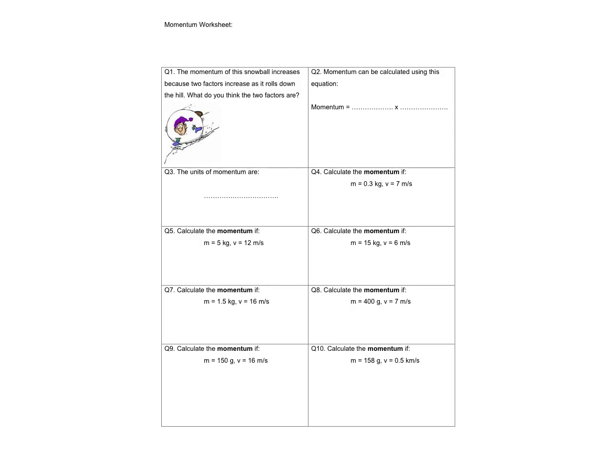Hello, in this video we're going to look at the topic of momentum. So for question 1, the momentum of the snowball increases because two factors increase as it rolls down the hill. What do you think the two factors are?